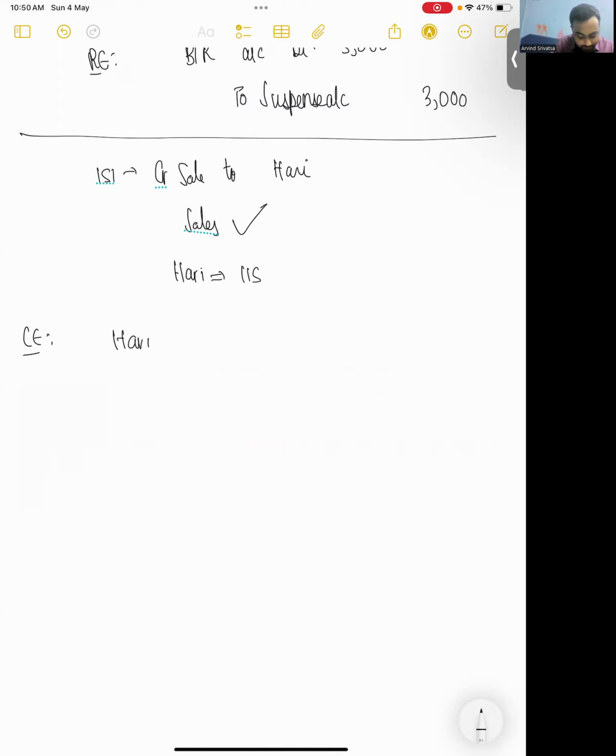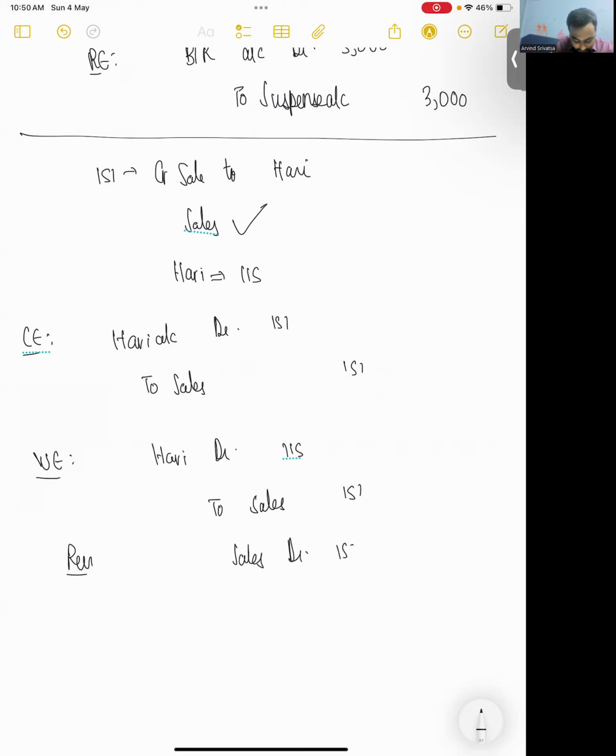Hari account debit 151 to sales 151. What is the wrong entry that's been posted? The wrong entry that's been posted is Hari debit 115 to sales 151. Reversal again. Sales debit 151 to Hari 115. Your sales, just ignore this entry now, we don't need this now. Sales and sales are going to get cancelled.